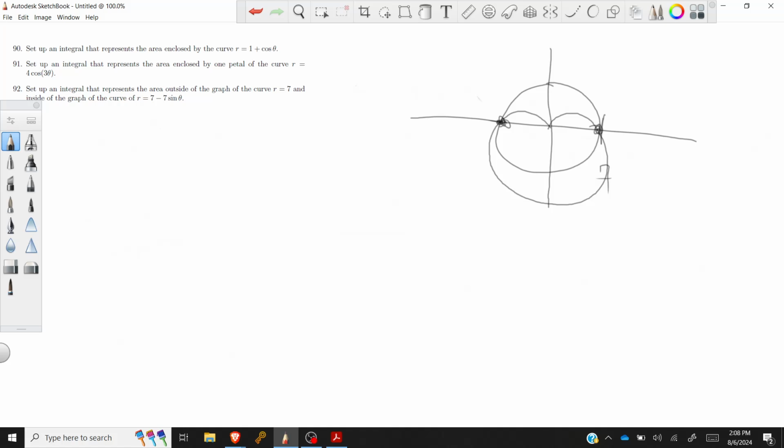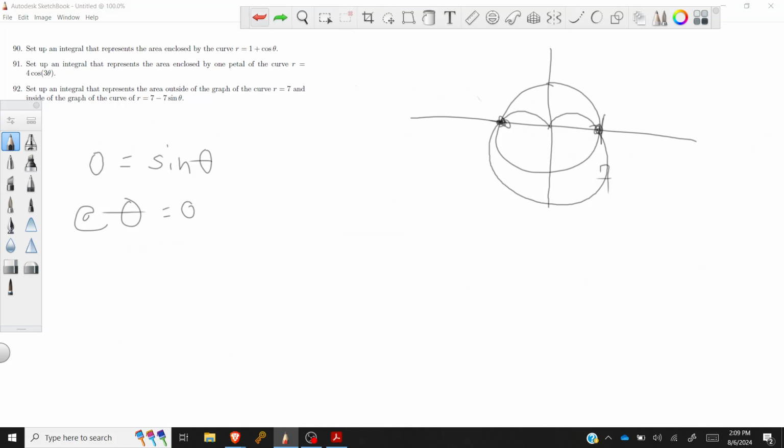If you didn't have the graph, what you could do is set these two equations equal to each other, find when they're equal, and you get something like 0 equals sine. And this is true when theta is equal to 0 or pi, or 2 pi. All of those are true. And this makes sense. We have 0 right here, and half a rotation over is pi.